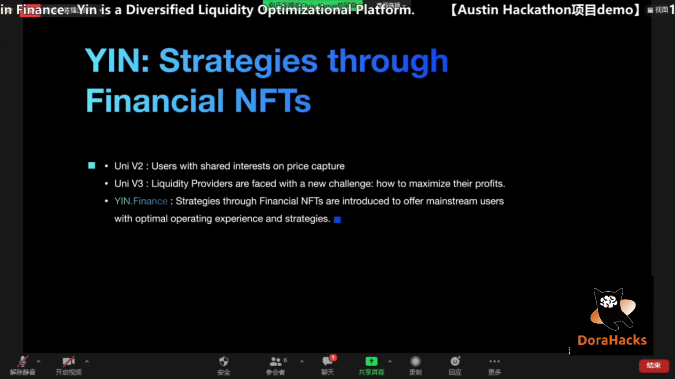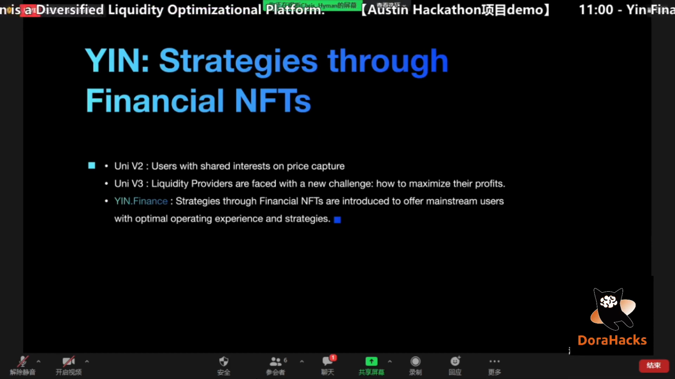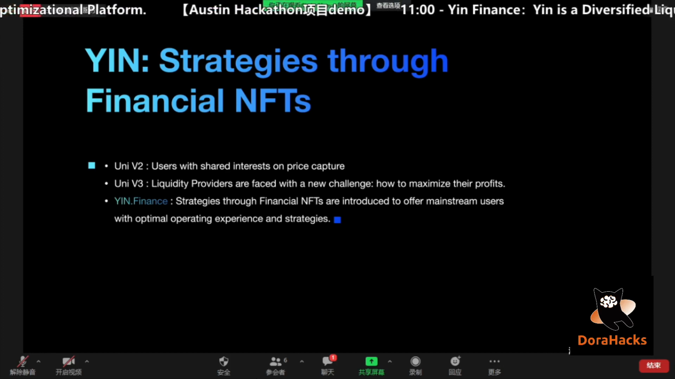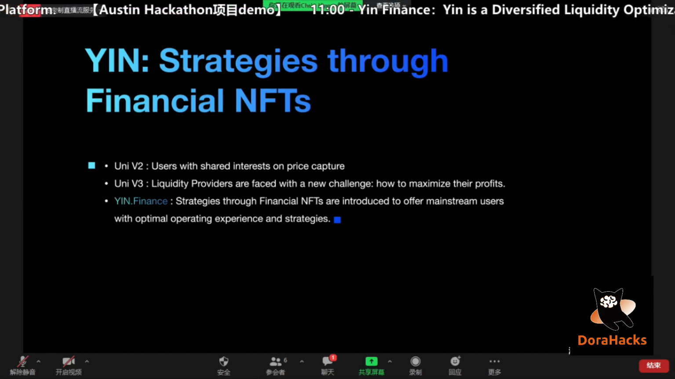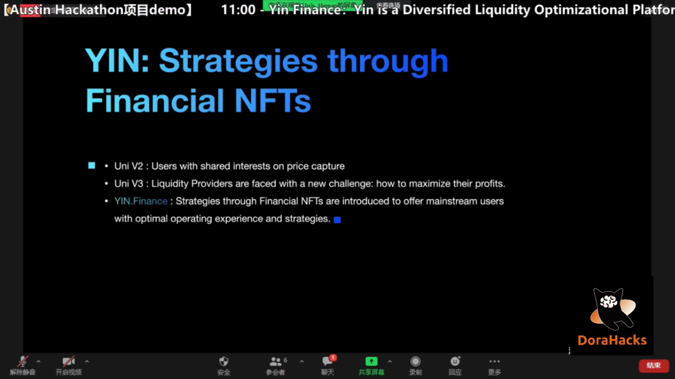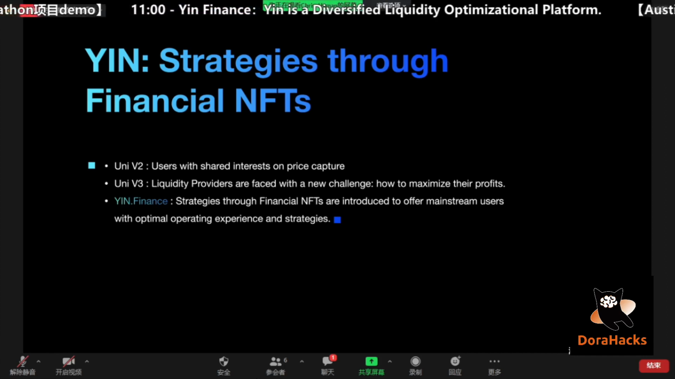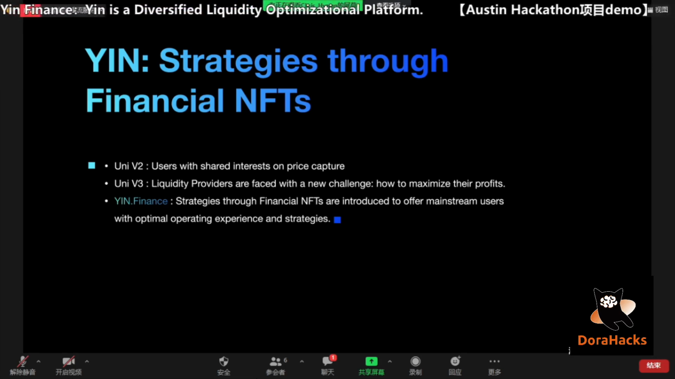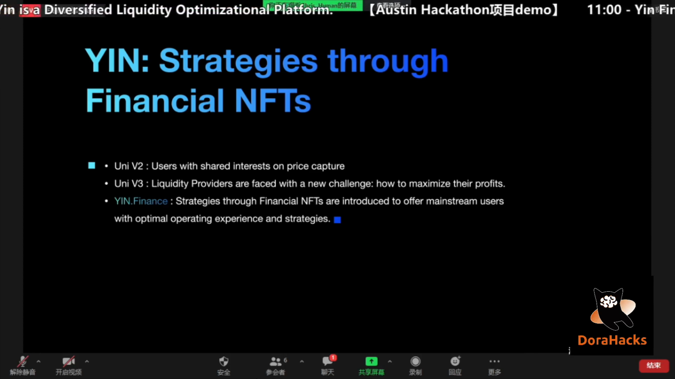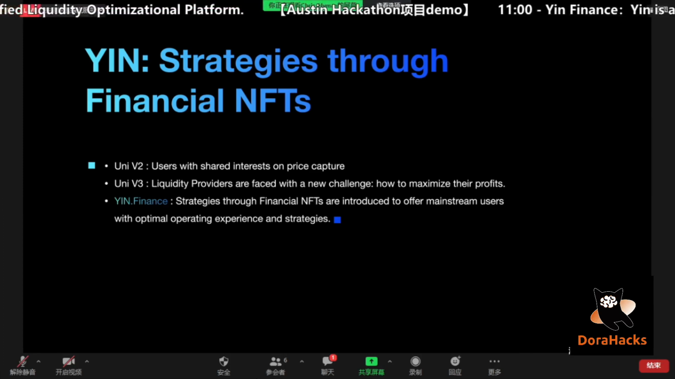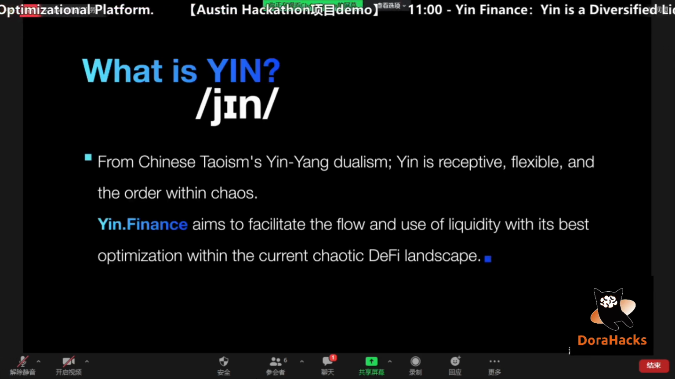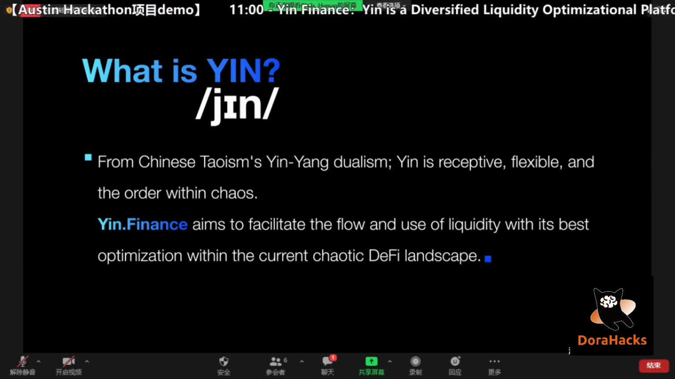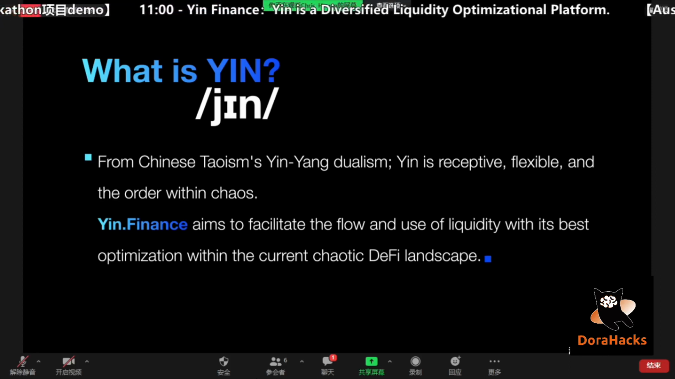And let's get back to Yin. Strategies through financial NFTs. In Uniswap V2, users just earn the interest on price capture. And in Uniswap V3, liquidity providers are facing a new challenge: how to maximize their profit. Yin.Finance gives a solution. Its strategies through a financial NFT are introduced to offer mainstream users an optimal operating experience and strategies. So what is Yin? Yin.Finance aims to facilitate the flow and use of liquidity with its best optimization within the current chaotic DeFi landscape.